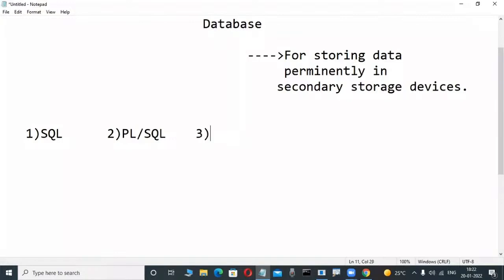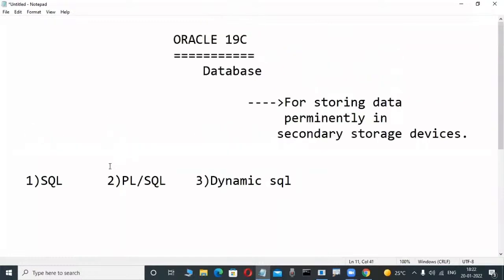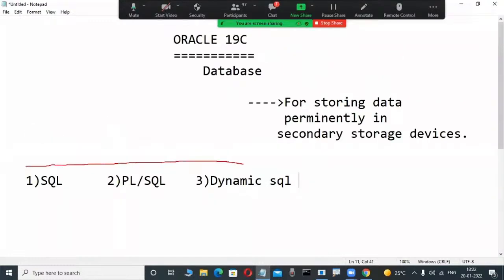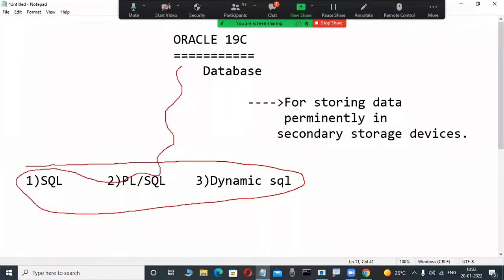Another language here: Dynamic SQL is a language. That is a small one, because we have good knowledge of PLSQL, so it is only a little bit of extension. These three languages, you have an idea. Through these three languages, we are operating this software only, Oracle software.